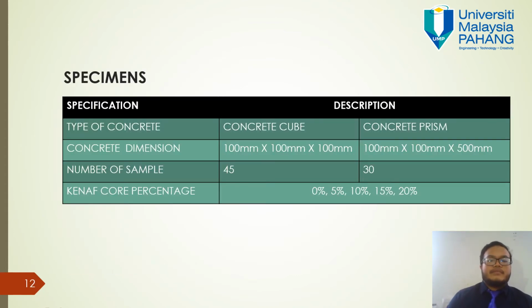So for the specimens, there are two types of concrete, which are concrete cube and concrete prism. The dimension for the concrete cube is 100 mm cube, and for the concrete prism it will be 100 times 100 times 500 mm. For the number of samples, there are 45 samples for concrete cube and 30 samples for concrete prism.